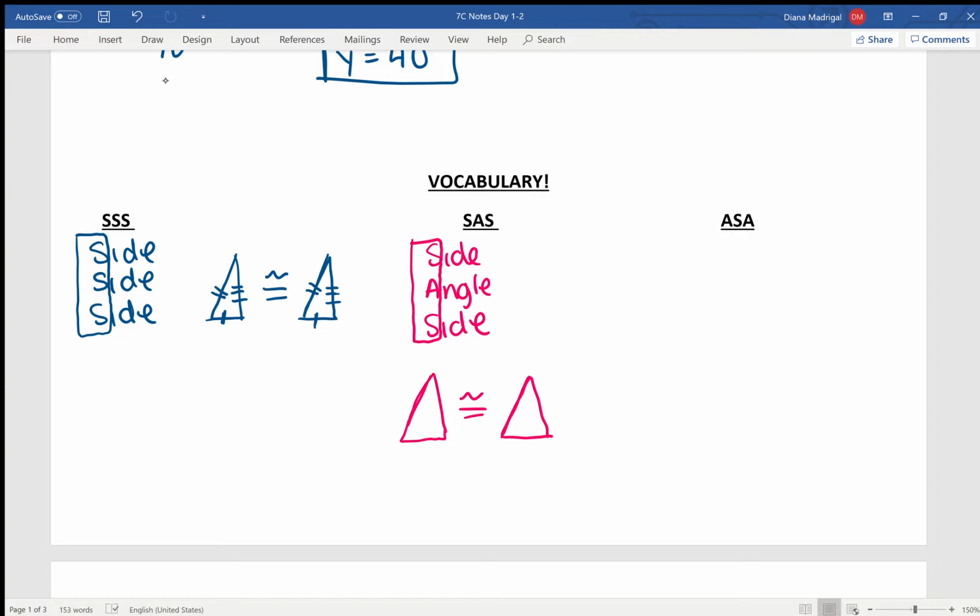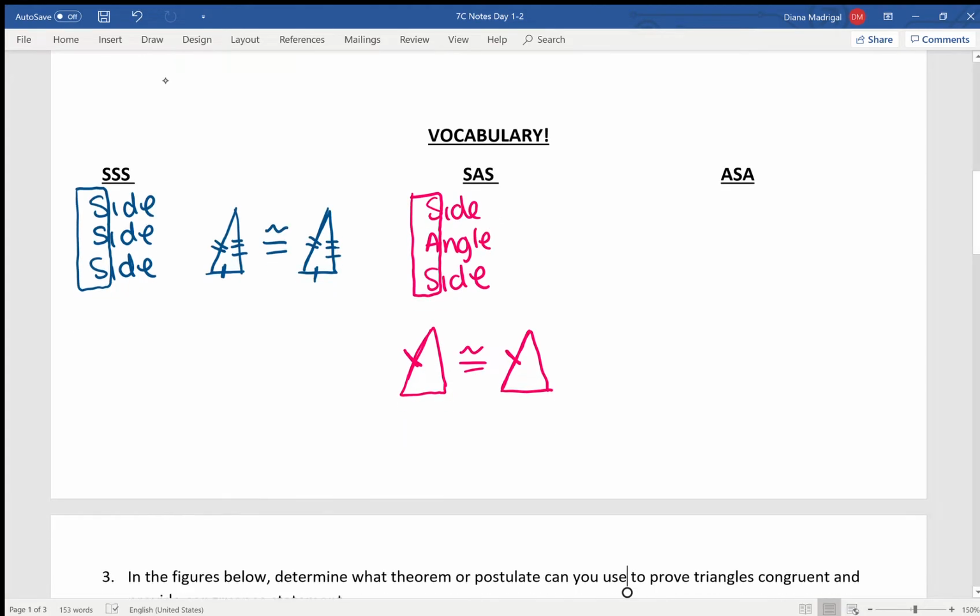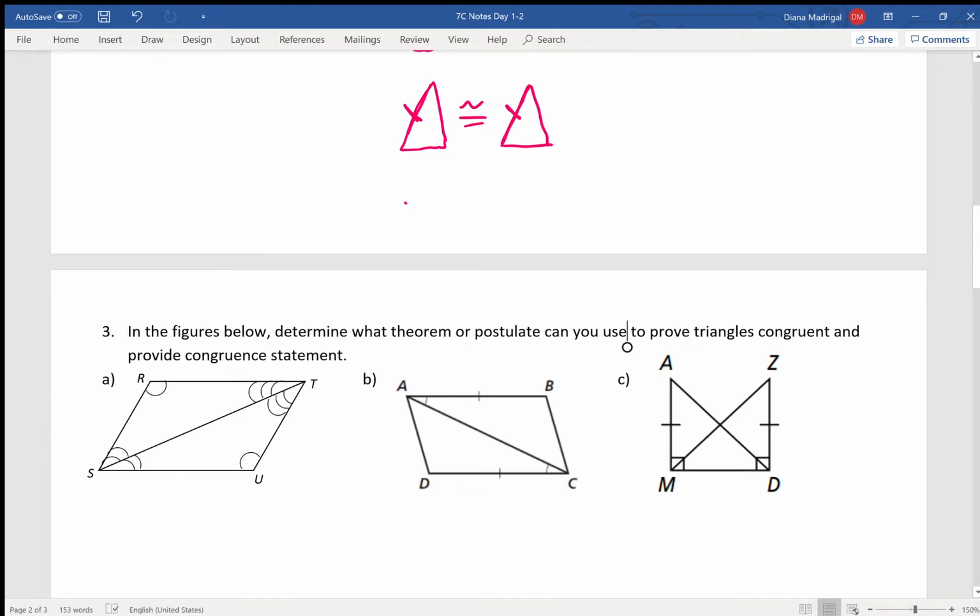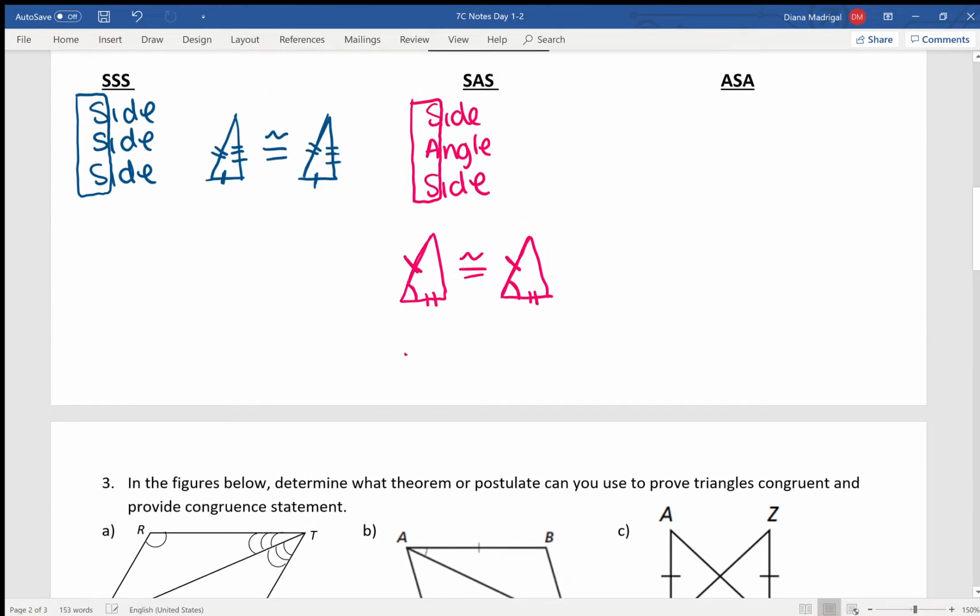So for instance, if I have a side and they told you that side has to be the same as this side, and they told you that this angle has to be the same as this one, and then this second side has to be the same as the second side. See how it goes from side, angle, and then side? That's why it's called side, angle, side.